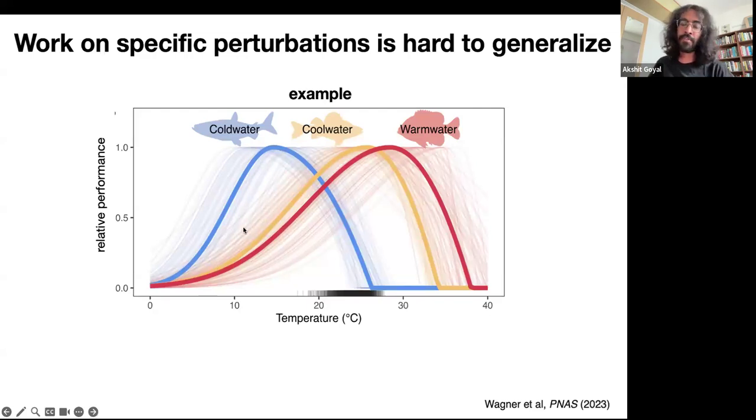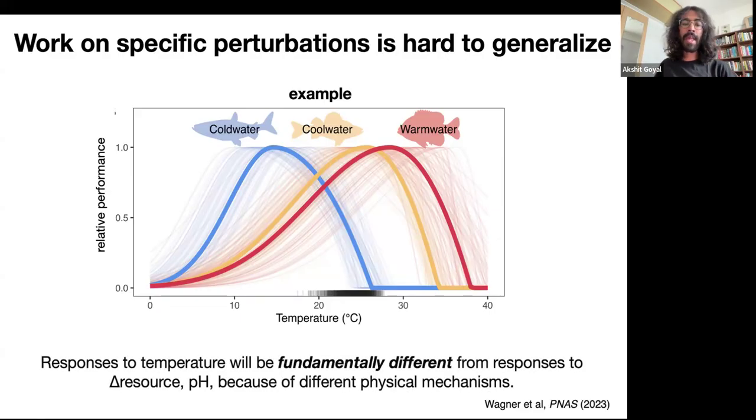And in particular, there's some range of temperatures that correspond to where species grow. So they can be cold water fish, warm water fish, and so on and so forth. And of course, there's been a lot of work that's been done on understanding how changes in temperature would manifest in changes to how these populations respond. But I would argue that just because we understand responses to temperature doesn't mean that we have a general framework for responses to all sorts of environmental perturbations, right? And the reason is that the physical mechanisms that elicit responses to temperature we expect to be fundamentally different from responses to other things, right? For instance, to changes in resources, to changes in pH, and so on and so forth.